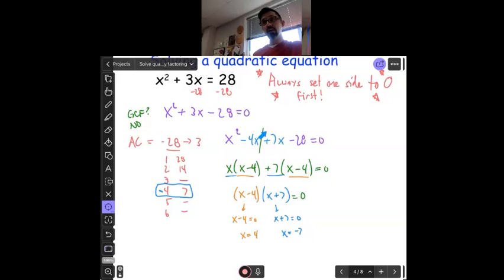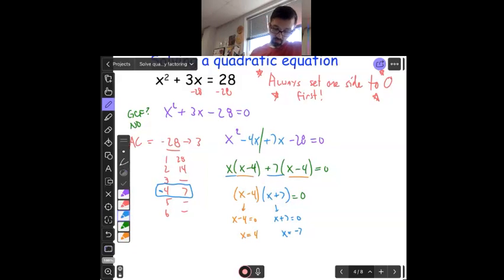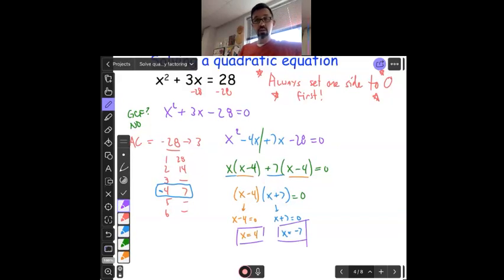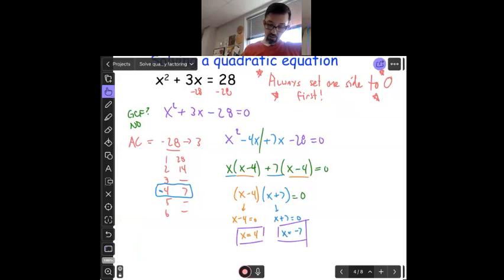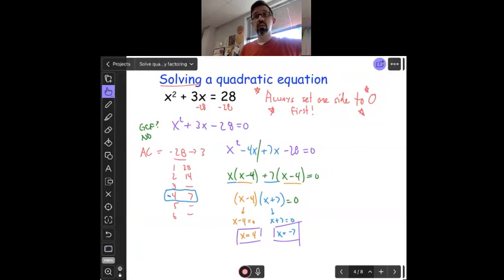But I am expecting to see steps here in the factoring. There's a couple things you can start taking shortcuts on. So hopefully you just notice that the sign needs to change there. There's our x-intercepts. There's our solutions. There's our roots. There's our zeros.